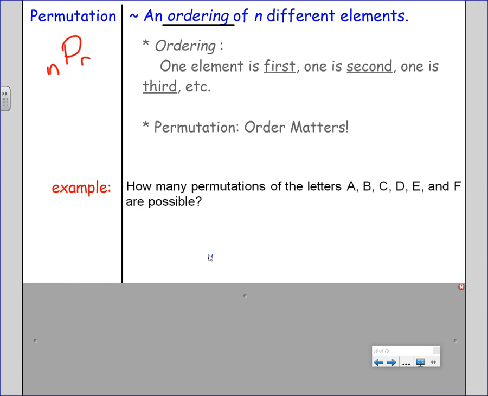Or in the example down below, how many permutations? I mean, that was easy. They tell you permutation in the actual question itself. But it's not always that easy. Sometimes you have to keep an eye open and be like, does order matter? Does it not?